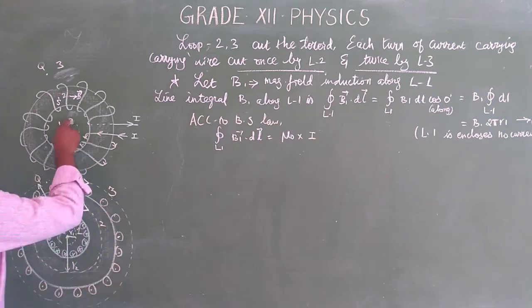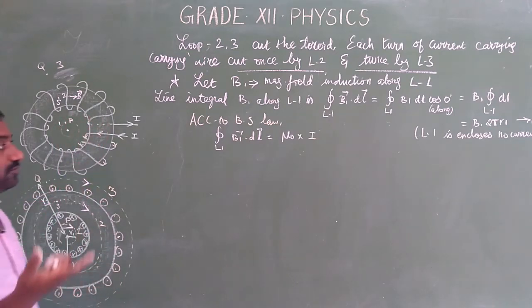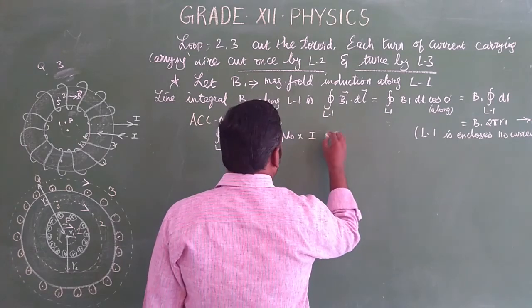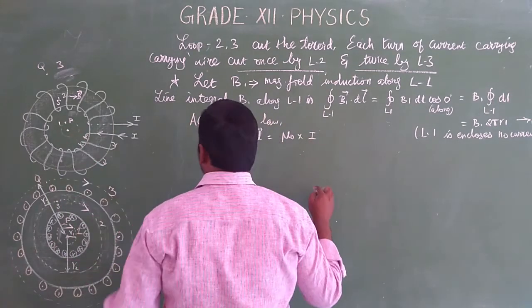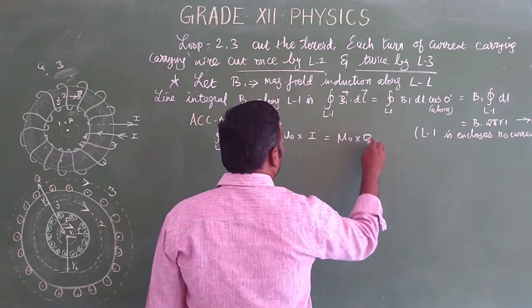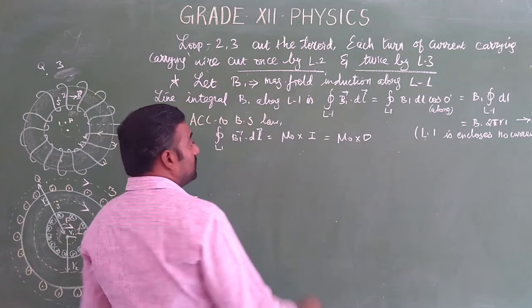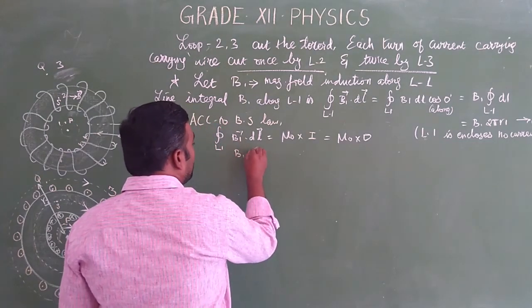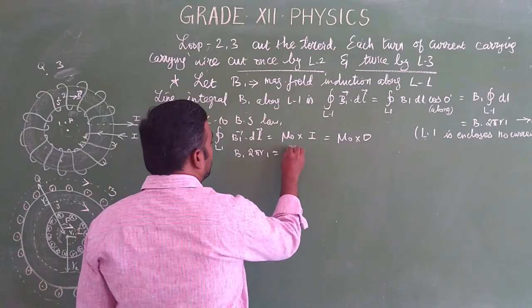Okay, so loop 1 is not enclosed by any current. If loop 1 is not enclosed by any current, this value is 0. Therefore, the total current enclosed by loop 1 will be 0, which is equal to mu naught into 0. Because loop 1 encloses no current, the total magnetic field will be 0. That is B1 into 2 pi R1 is equal to 0.